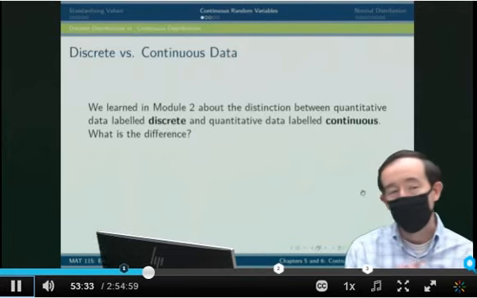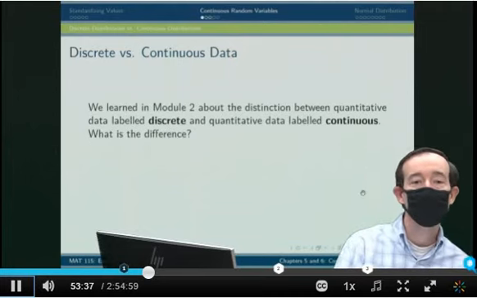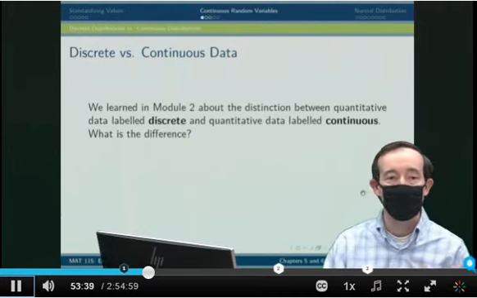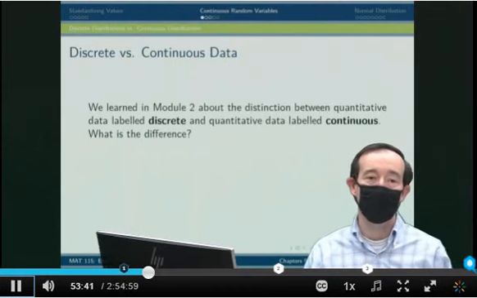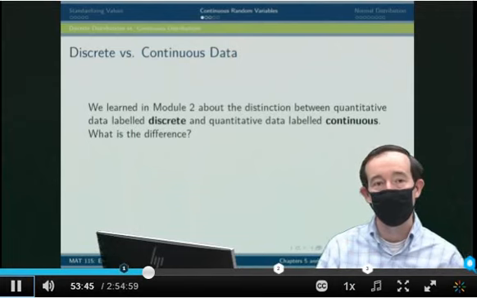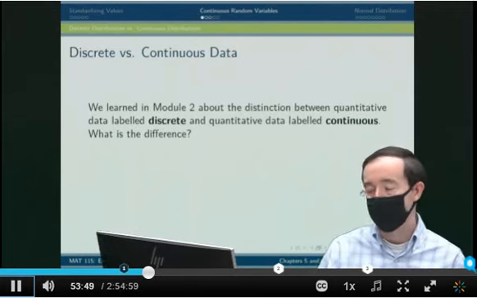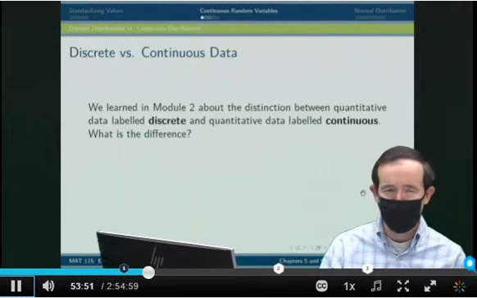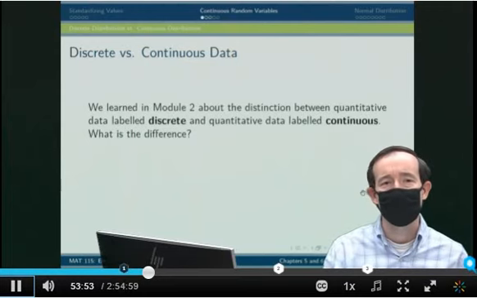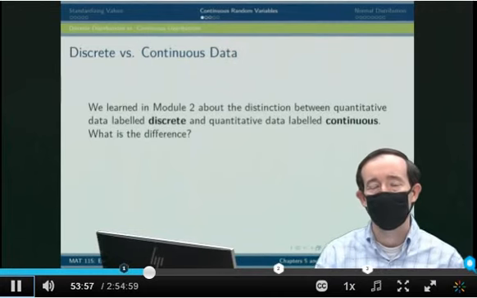So we're now going to start discussing continuous random variables, which are different from what we saw last week, simply because last week we were talking about discrete random variables. And so it's helpful at this point to consider the difference between the two variable types, discrete and continuous. I think it was module 2 when we talked about this. We talked about discrete data and continuous data, both of which are quantitative.